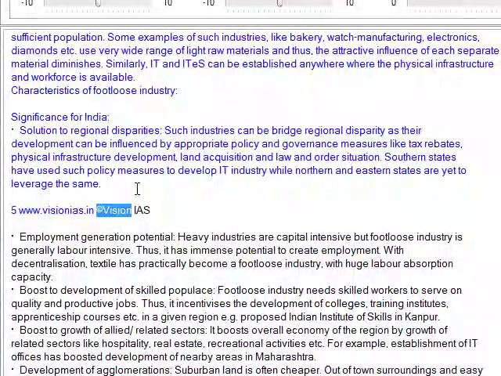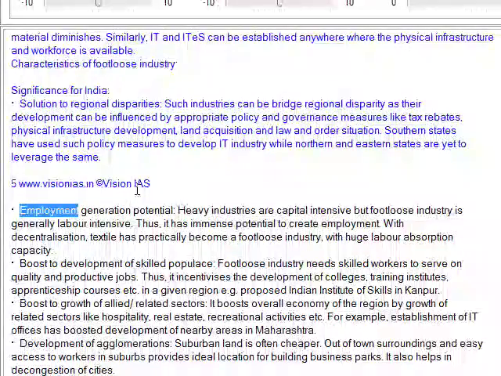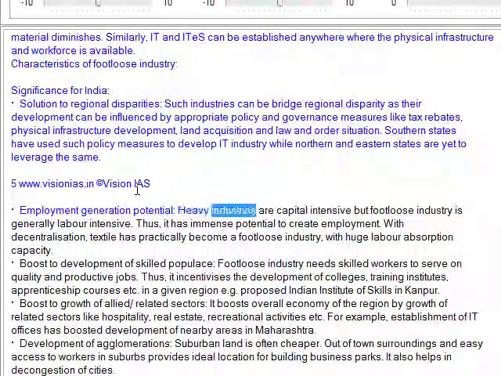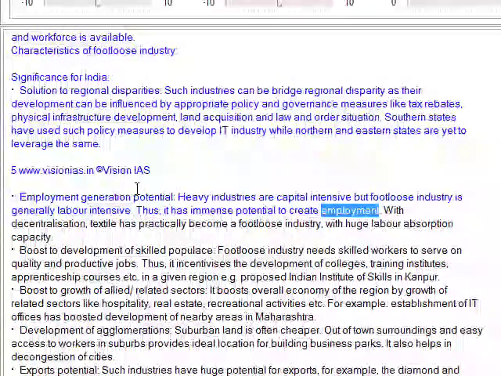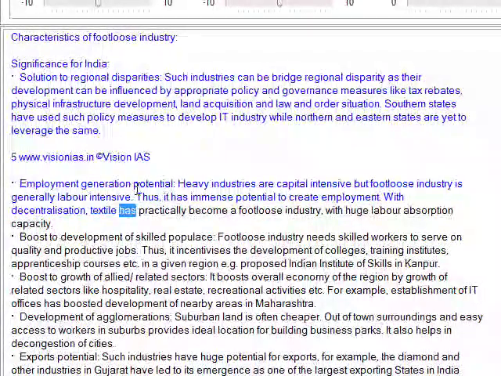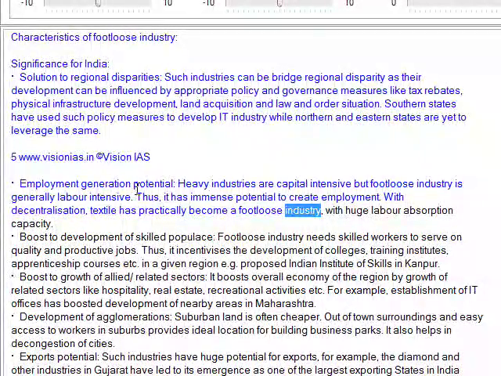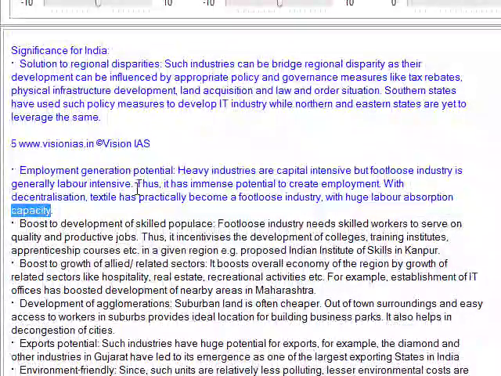Employment generation potential. Heavy industries are capital intensive, but Footloose industry is generally labor intensive. Thus, it has immense potential to create employment. With decentralization, textile has practically become a Footloose industry, with huge labor absorption capacity.